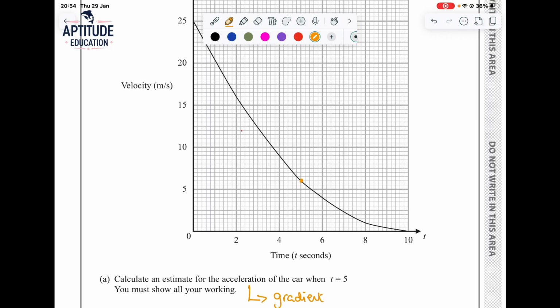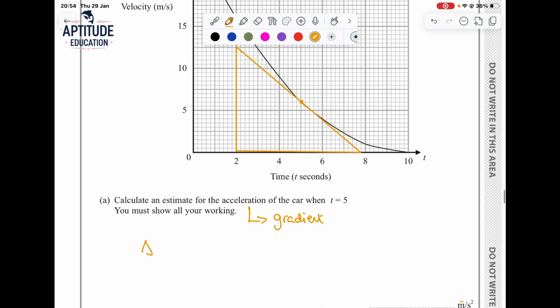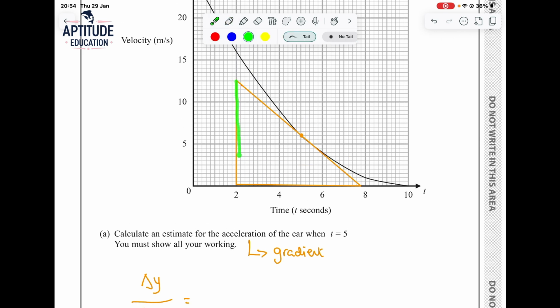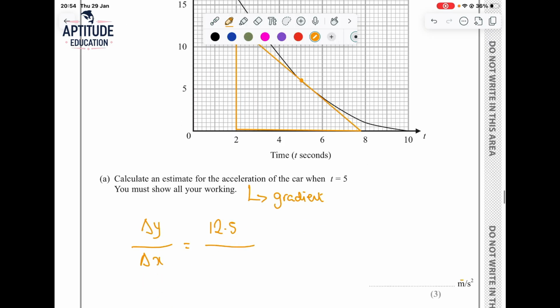Then we know we want to find the gradient, i.e. the tangent, so we draw a nice long line to find the tangent, and then find the rise over the run. So our rise is our delta y over our run, which is our delta x. The change in y is around 12.5, and then our change in x is roughly 7.8. But importantly, we need to take it away from the 2 because we're starting from 2. So technically, it's going to be 5.8. And that should give us a gradient of, if we stick that in the calculator, 2.155.